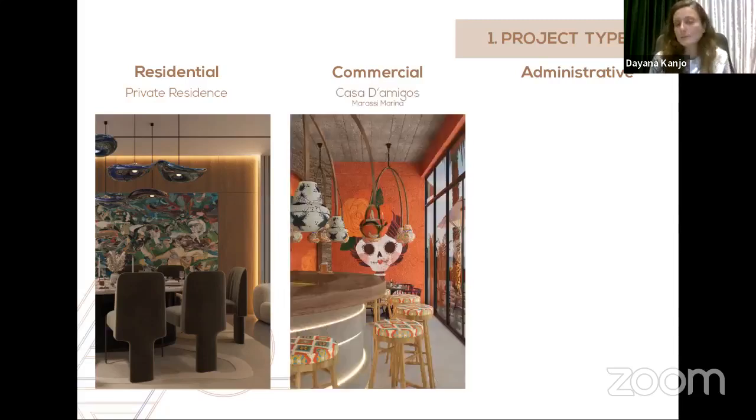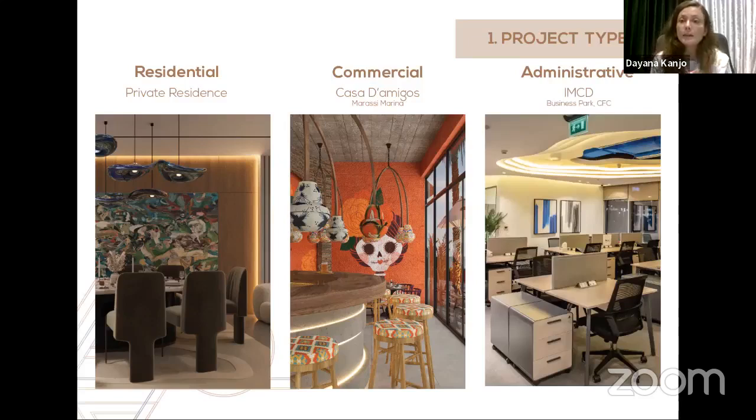الديزاين for the commercial spaces بيبقى a reflection of the actual brand. What is the concept here? What are they serving? ايه نوع الأكل? For example, the commercial restaurant we're talking about is called Casa de Amigos, with a Mexican restaurant في مراسي مارينا. And it really reflects how, like, the identity of the place, loud music, Mexican food, etc.